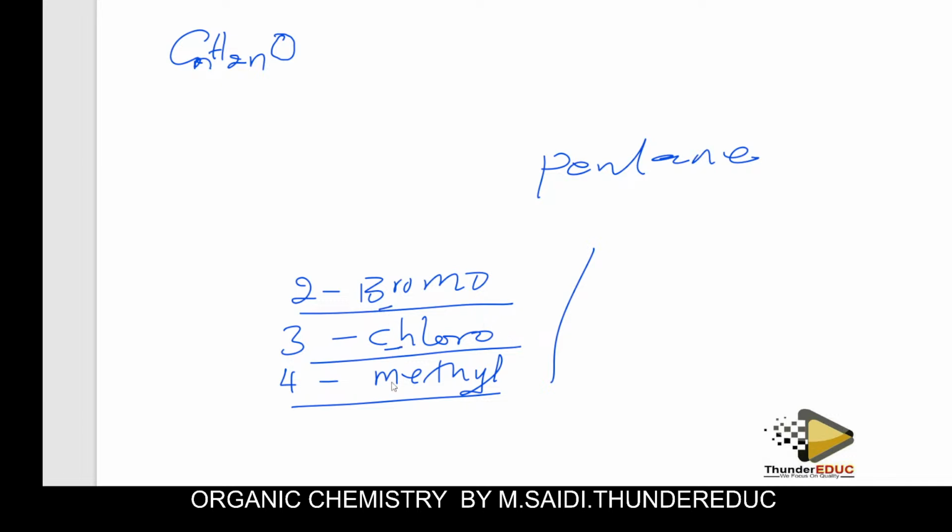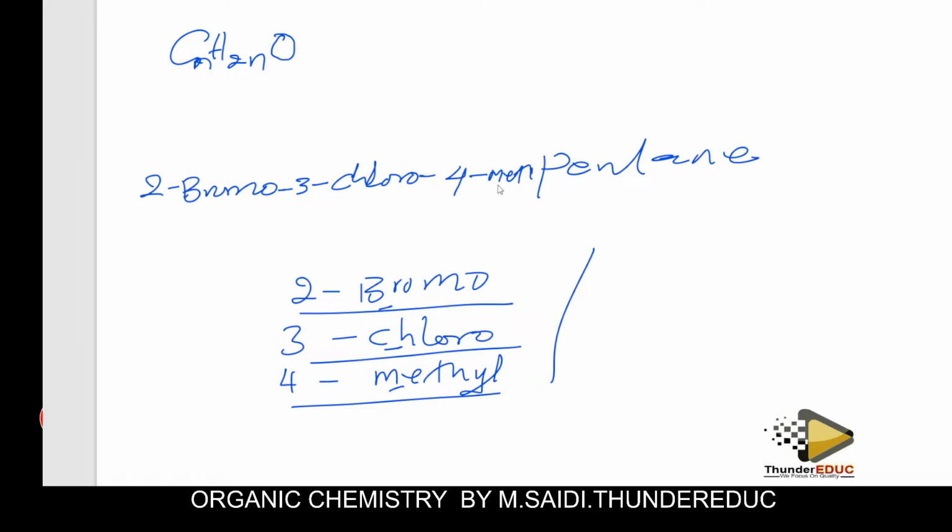B, C, M. Which one is first in the alphabet? The one which is first is the one I'm going to start writing with. So it's going to be bromine. B is before C, C is before M. Actually, they're in order. So it's going to be 2-bromo-3-chloro-4-methyl.